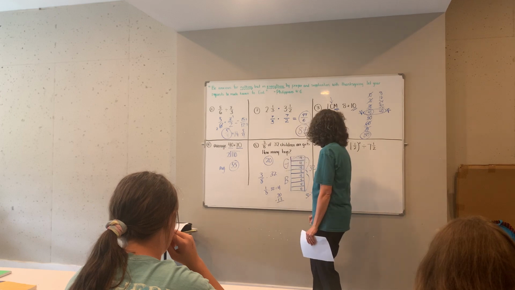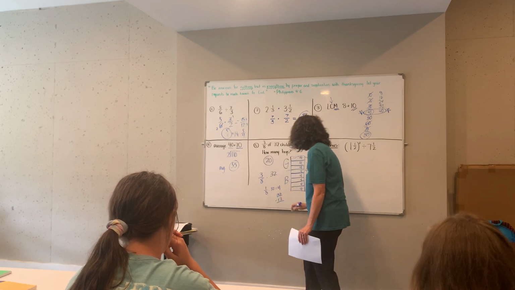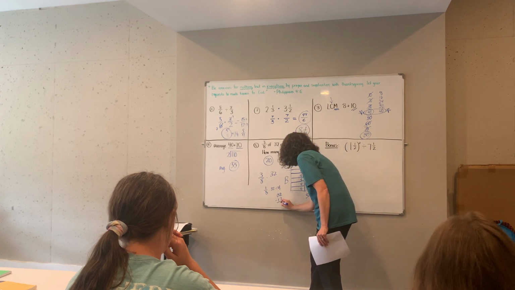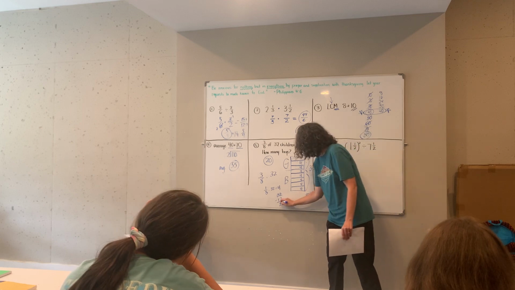Oh wait, I did the wrong number. Yeah. It's supposed to be 32, isn't it? And then take away the number of girls, which you said was 12. And we got the same answer. So it's 2 different ways to do it.